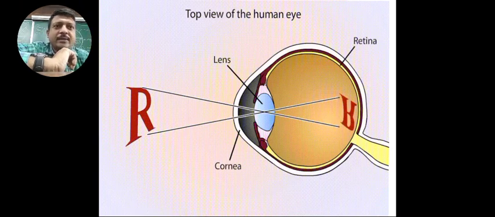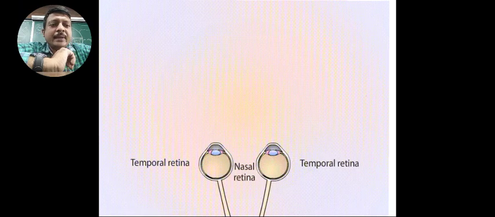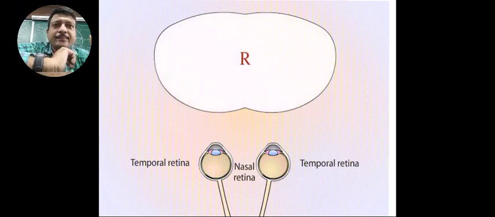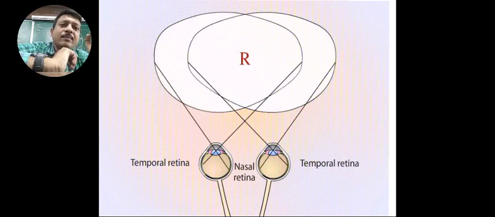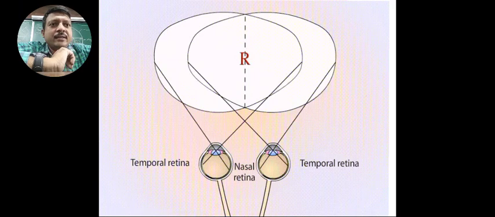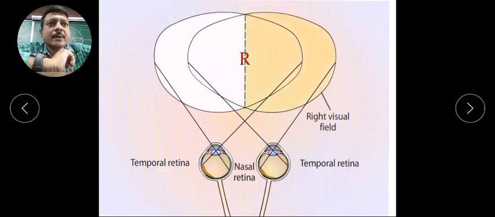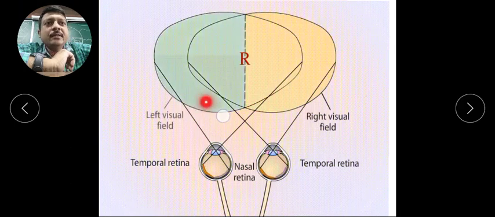Now this picture is showing how the image is formed. Usually the image is formed in the retina inverted upside down and reversed from left to right. This one is the visual field for the right eye and this one is the visual field for the left eye. This one is the common visual field, the circular area in between, the common visual field for binocular vision.